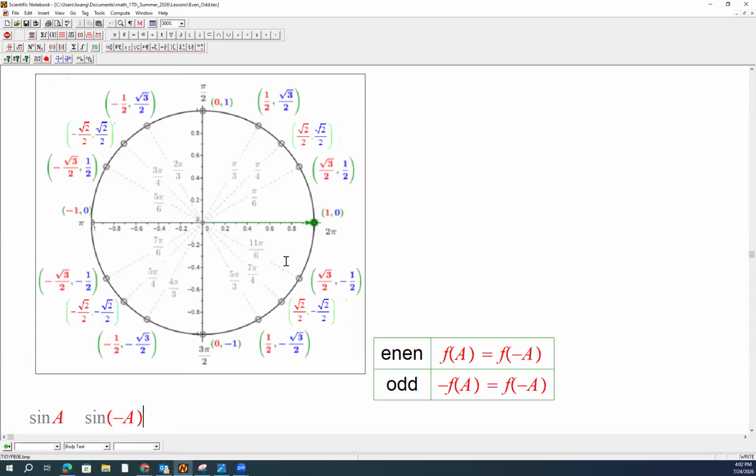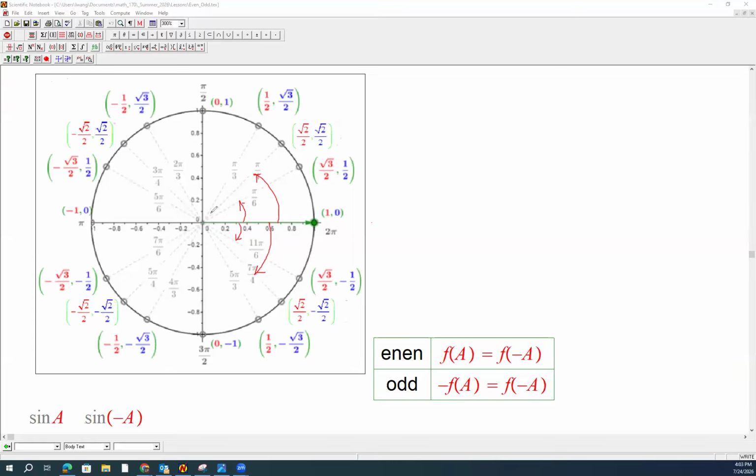For example, you pick any angle. Suppose you look at a positive pi over 6 and negative pi over 6. They are opposite, and you look at the blue numbers. The blue numbers are opposite. If you look at angle pi over 4 and negative pi over 4, their blue numbers are also opposite. Of course, this is not a proof. This is just showing you it is odd, right?